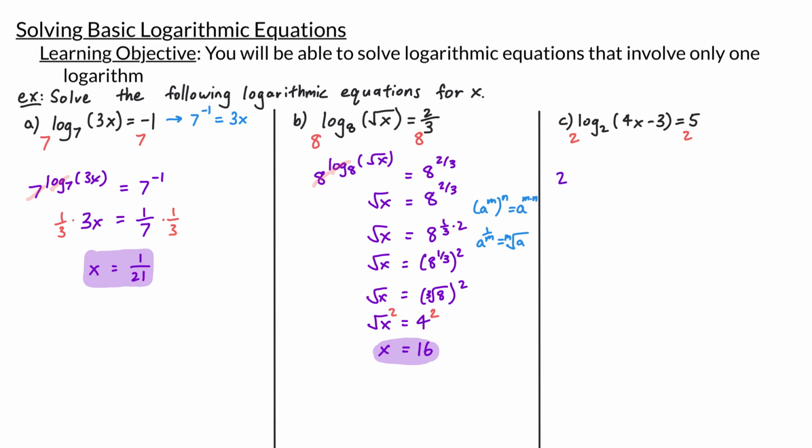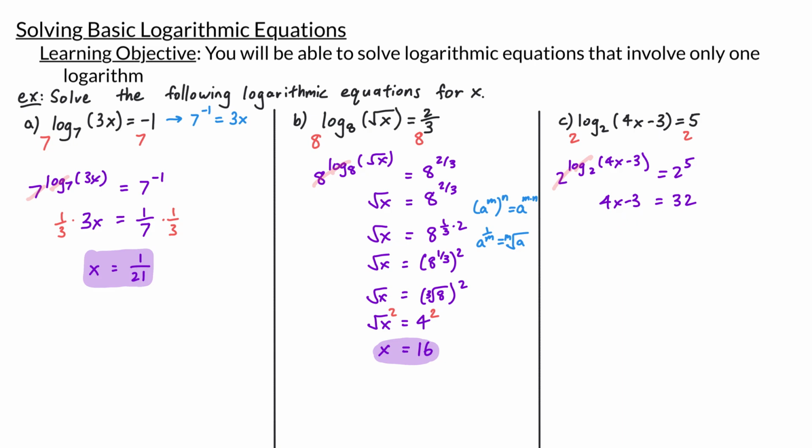This gives us 2 to the power of log with base 2 of 4x minus 3 equals 2 to the power of 5. Because we have inverse operations being performed back to back, they cancel each other out, and that leaves us with 4x minus 3 on the left-hand side and 2 to the 5th power, which is 32, on the right-hand side. There's still operations being performed on the x here on the left-hand side. There's a multiplication by 4 and a subtraction by 3.